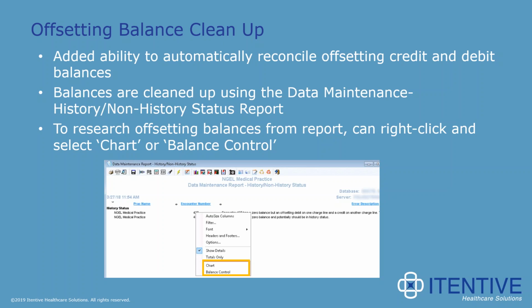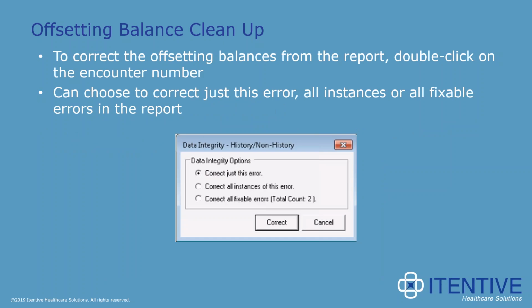The balances are cleaned up using the data maintenance history, non-history status report. So there is a report, and to research offsetting balances from the report, basically you run the report, and then you can right-click and select chart or balance control. And then to correct the offsetting balances from the report, so you find one you want to correct, you simply choose to correct just this one error, or you can do all instances or all fixable errors in the report. So if you don't feel the need, you have to become confident with it. If you don't feel the need to go and look at every one of them, you can actually generate the report and correct all errors associated in one single sitting.